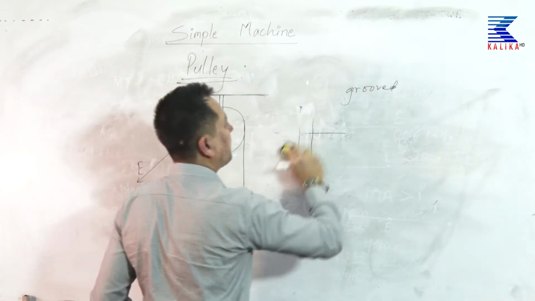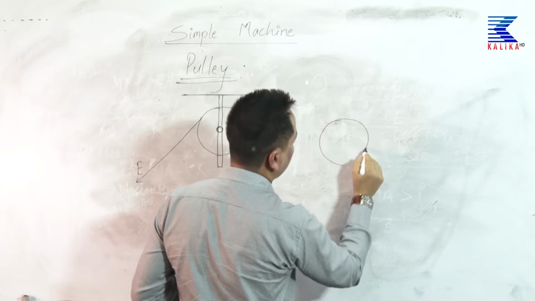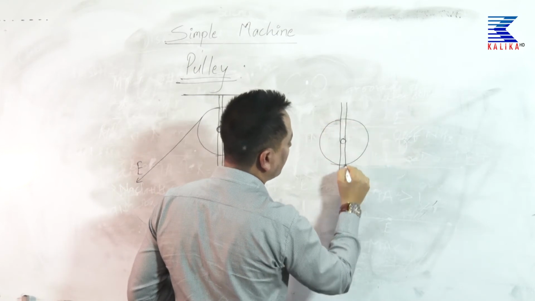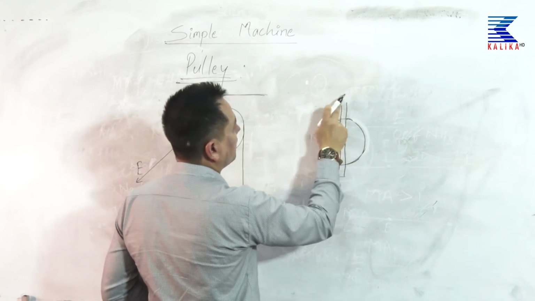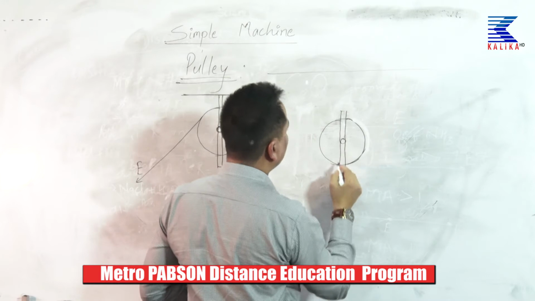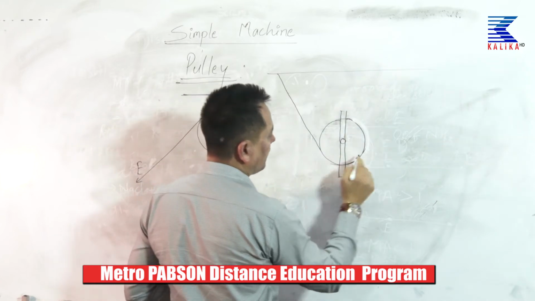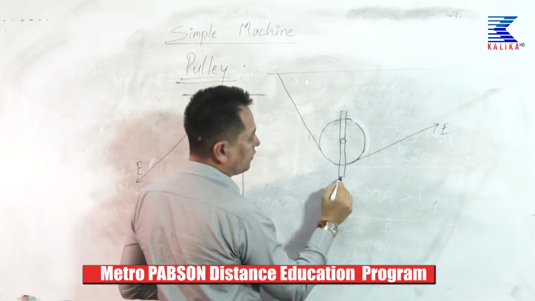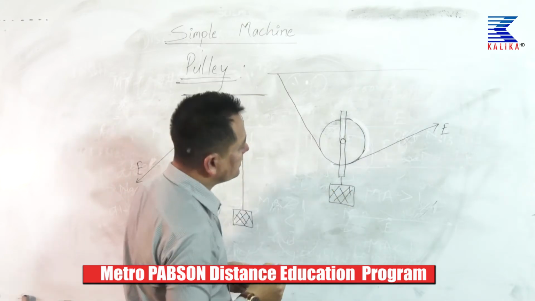Next pulley is single movable pulley. This is support. So in single movable pulley, one end of the rope is fixed, and we apply our effort at the other end, and here load is attached to the pulley itself. This is single movable pulley.